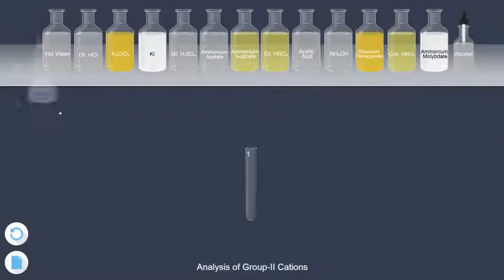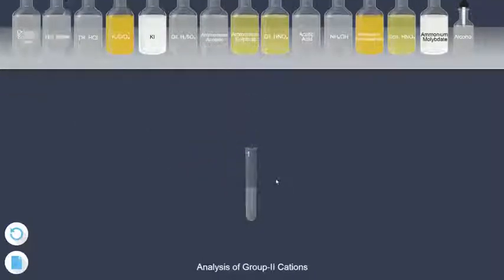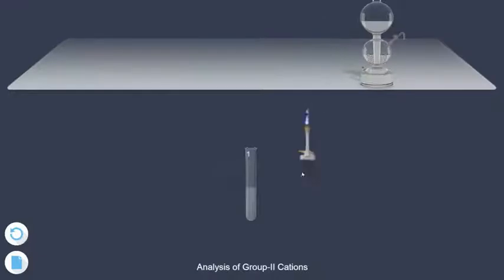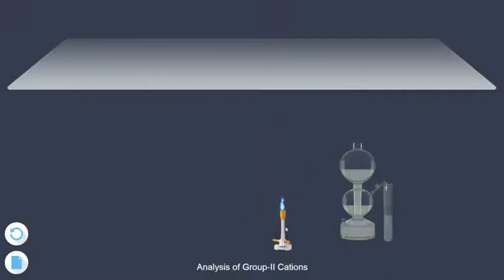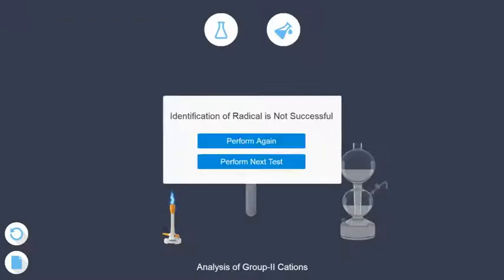Take aqueous original solution in a test tube. Add dilute HCl solution to it. Add water to it. Warm the solution. Pass the H2S gas to test tube using Gibbs apparatus. Since there is no change, group 2 cation is absent.